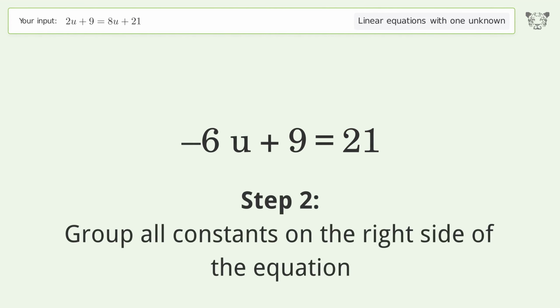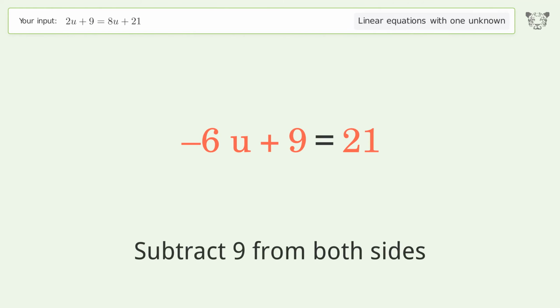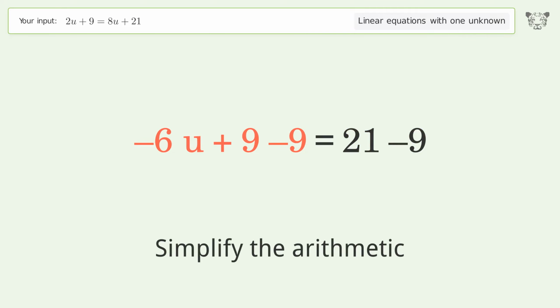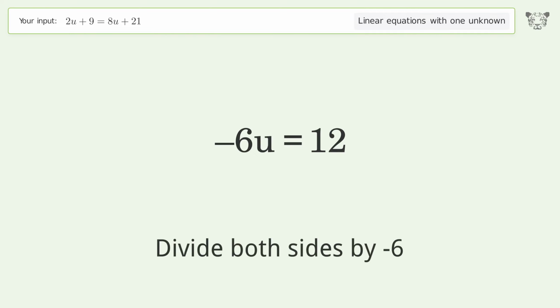Group all constants on the right side of the equation. Subtract 9 from both sides. Simplify the arithmetic. Isolate the u. Divide both sides by -6.